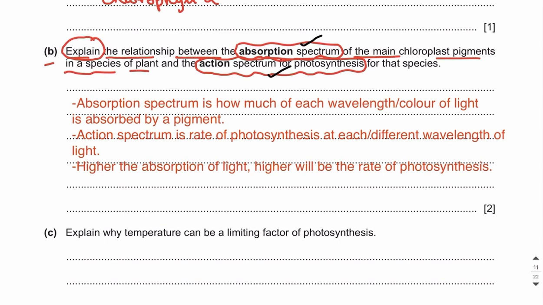If absorption spectrum shows a higher absorbance of a particular wavelength of light, so at the same wavelength of light, rate of photosynthesis will be higher, because higher the light absorbance, higher will be the rate of photosynthesis, because light is used in light dependent stage, producing ATP and reduced NADP, which are used in the light independent stage or Calvin cycle to make more carbohydrates.